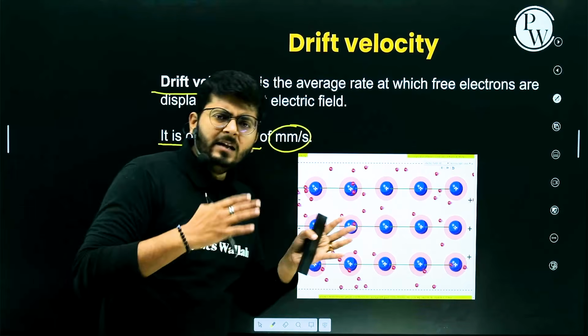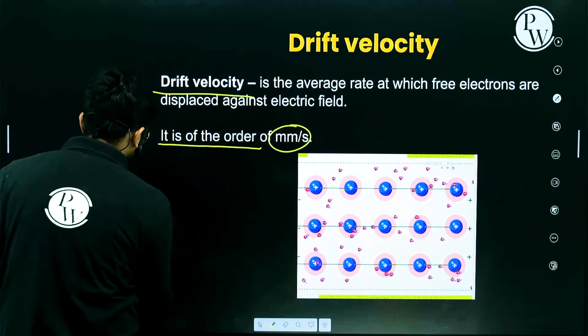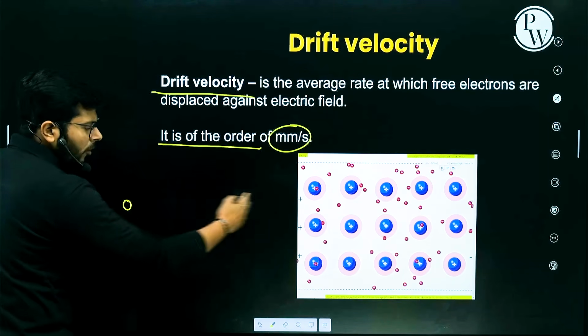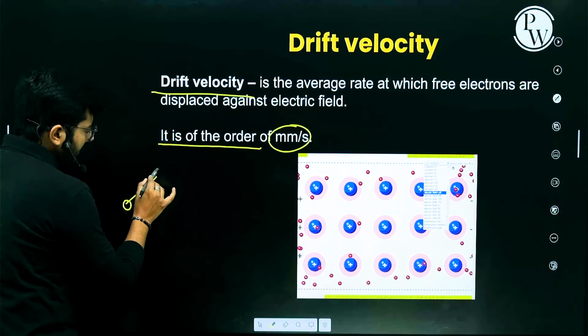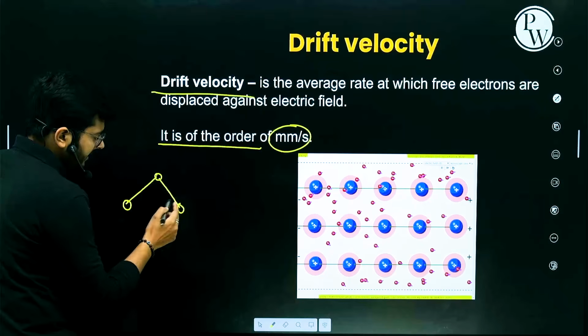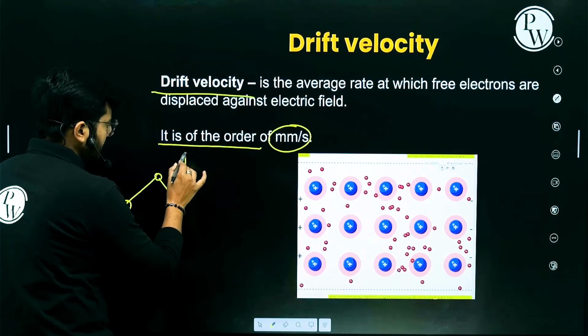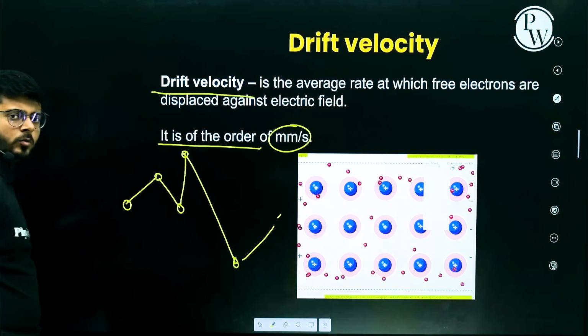So when they are colliding with the nearby particles, think about it. Imagine that this electron wants to move opposite to the field from one end to the other end. It will move and it will strike another particle, right? Then it will change direction. Then again it will strike, it will change direction. Again it will strike over here, it will change direction, and things like that. It will continue to move, right?